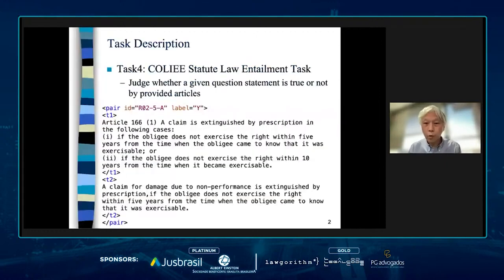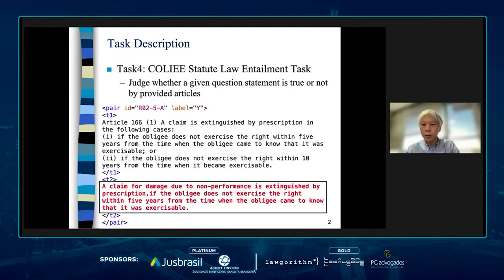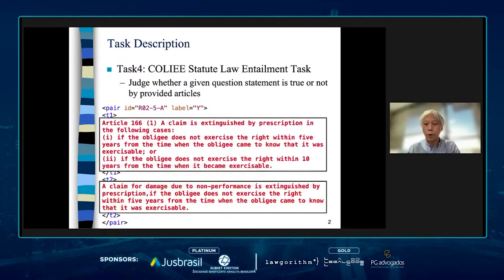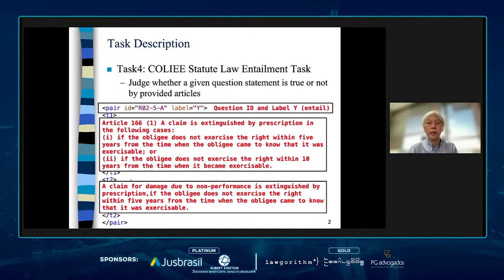In this talk, we would like to introduce our system that participates in COLIEE 2021 Task 4, the Statute Law Entailment Task. This is the format of the data for the task. A pair of a question and an article is provided. The system should estimate the label for this pair by checking whether the article entails the question or not. In this case, the answer is yes.